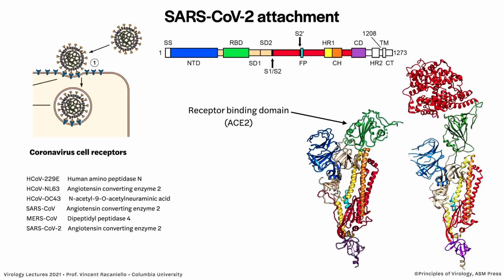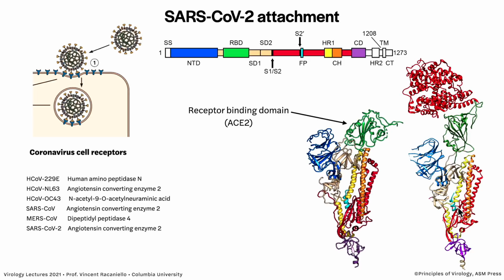Here's the structure of a monomer of the spike protein. As I said last time, this was solved within a month of isolation of the virus by cryo-EM. And the domain structure is shown on top, color coordinated. At the bottom is the part that sticks into the particle, and then the top has the receptor binding domain. In green here is the receptor binding domain of spike, called RBD, and that's the part that binds ACE2.